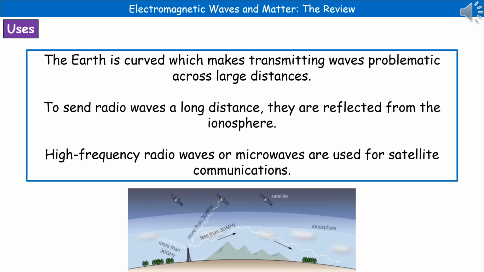If we have waves that are more than 30 megahertz, then they're going to be able to pass through the atmosphere, and that's where they're going to intercept with one of our satellites that we've put in orbit. That then allows us to bounce it back down to a different part of the Earth. And that's what we do in terms of our high frequency radio waves and our microwaves. So we're using those for satellite communications.